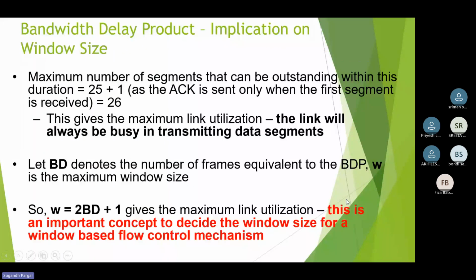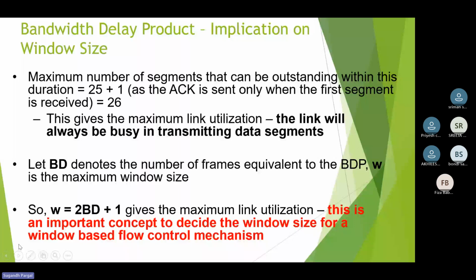So what is the implication of bandwidth delay product on the window size? The maximum number of segments that can be outstanding within this duration, as we talked, was 25. That means for the incoming link and the outgoing link, as I've already shown, from 1 to 2 and then back from 2 to 1, these combine to be 25 segments.